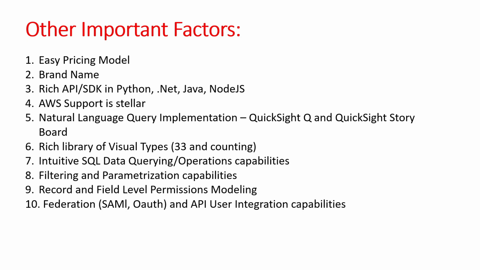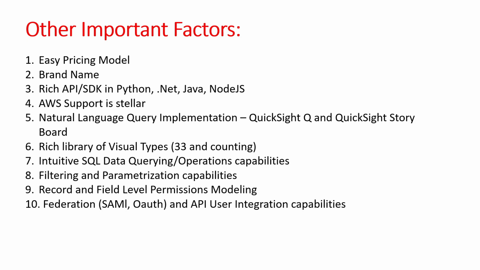The next is the intuitive SQL data querying and operations capabilities. Even after the data sets and data sources are created in QuickSight, QuickSight still gives its authors the capability to do some SQL data queries like joins, unions, etc. This is very useful in scenarios where you might want to keep the same data sets, but based on the various user types, you might want to fetch them a specific queried portion of the data.